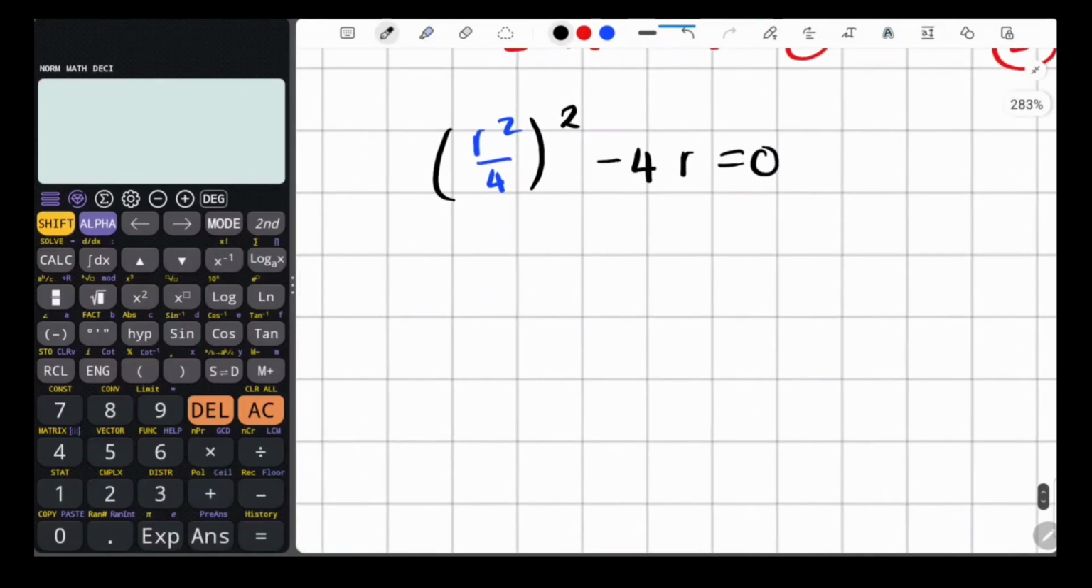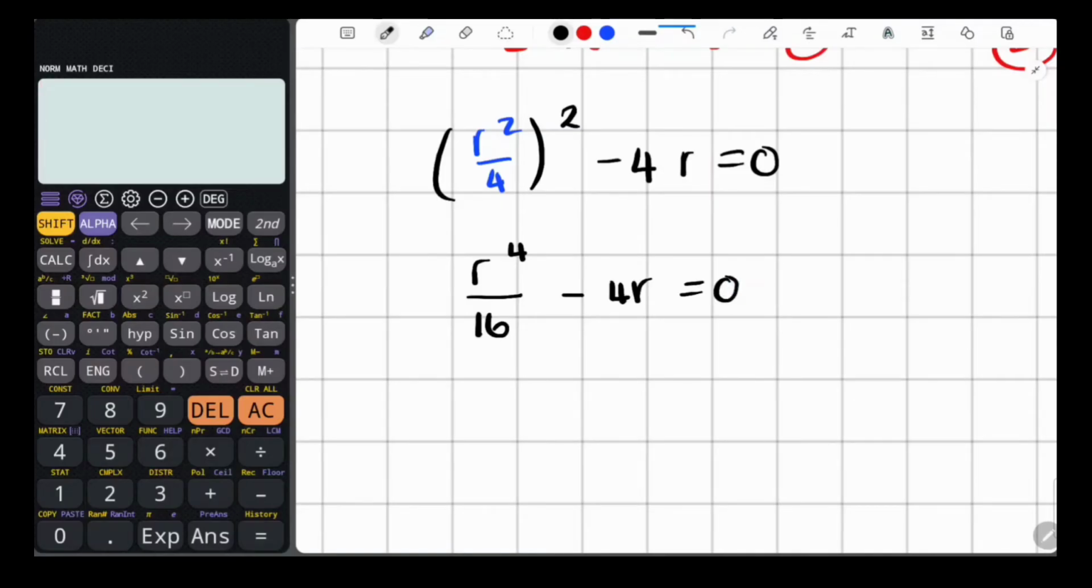Okay, so let's focus on this part now. So we have r squared being squared. That's going to become r to the power of 4 over 4 being squared. So we're squaring the numerator and denominator, which will become 4 squared is just 16. So we have minus 4r is equal to 0.